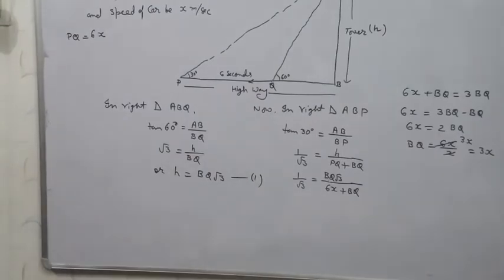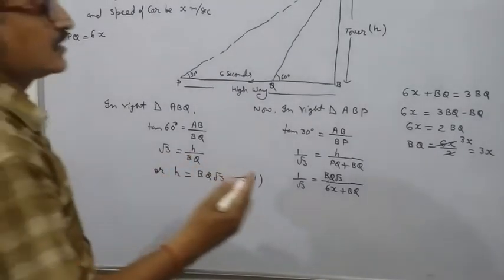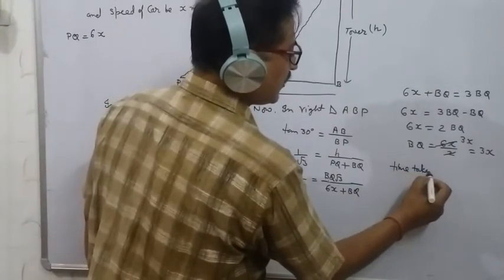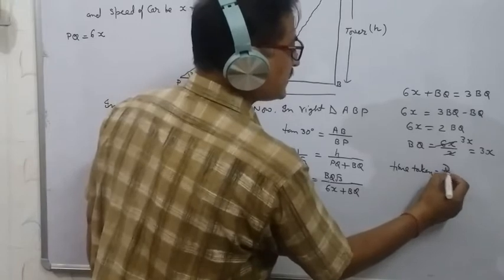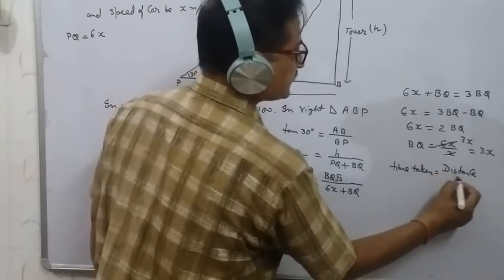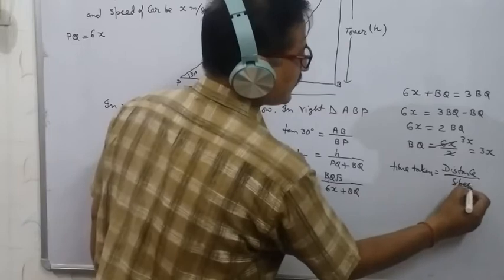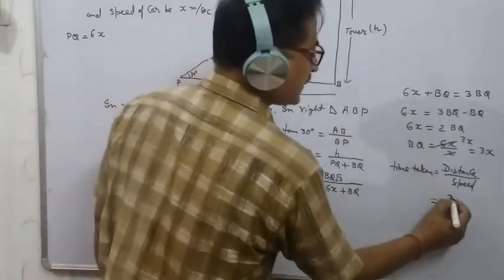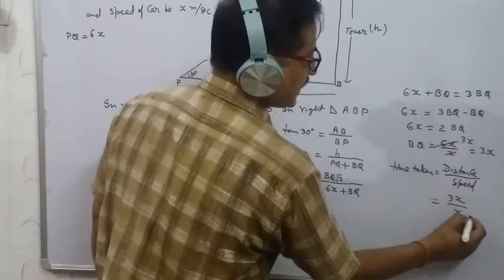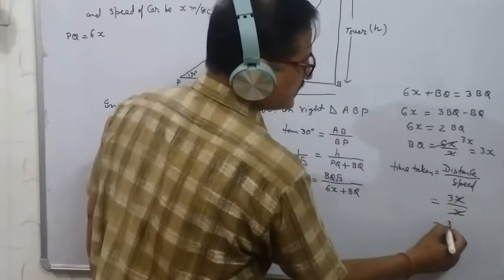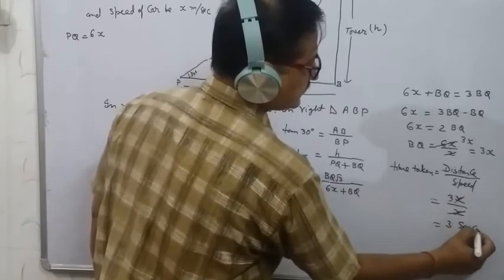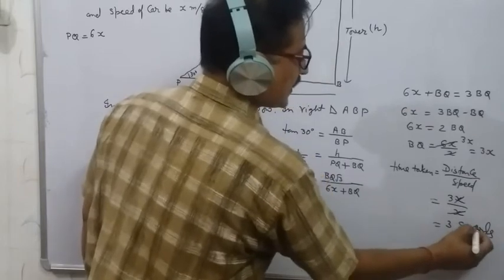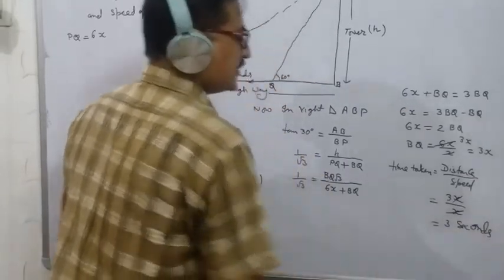Then the question is asking how much time is taken by the car. So time taken equals what? You know the formula: time taken equals distance upon speed. So the car has to cover the distance 3x, BQ, and the speed is x. x will be cancelled. That means 3 seconds. Three seconds will be the answer.